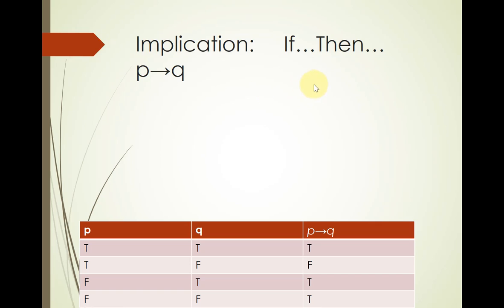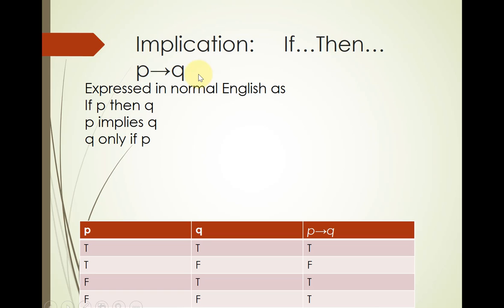Okay, one more, and that's the if-then statement. P arrow Q, or P implies Q. This is called the antecedent, and this is called the consequent in this if-then expression. It's expressed in normal English as if P then Q, P implies Q, or Q only if P. Let's take an example. You can see that the only time this is false is if the antecedent is true and this is false.